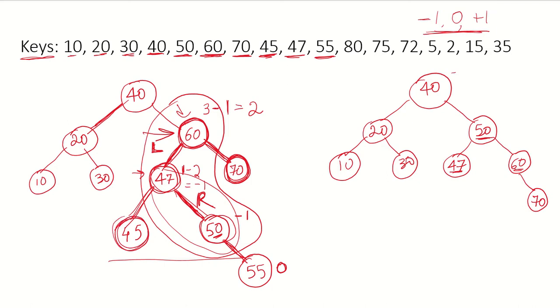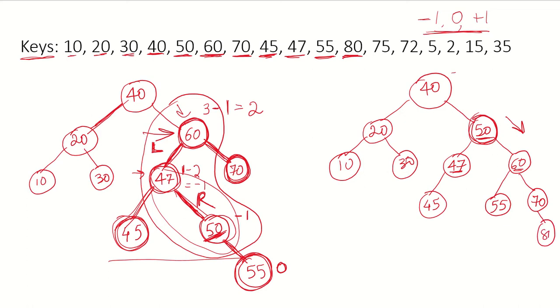45 was the left child of 47, so it again remains the left child of 47. This child of node 50, which was 55, was the right child of node 50. So again we will check the right subtree of this node 50 and we will place this node 55 over here. Now if we check the balance factor of each and every node, you will see that it is balanced.